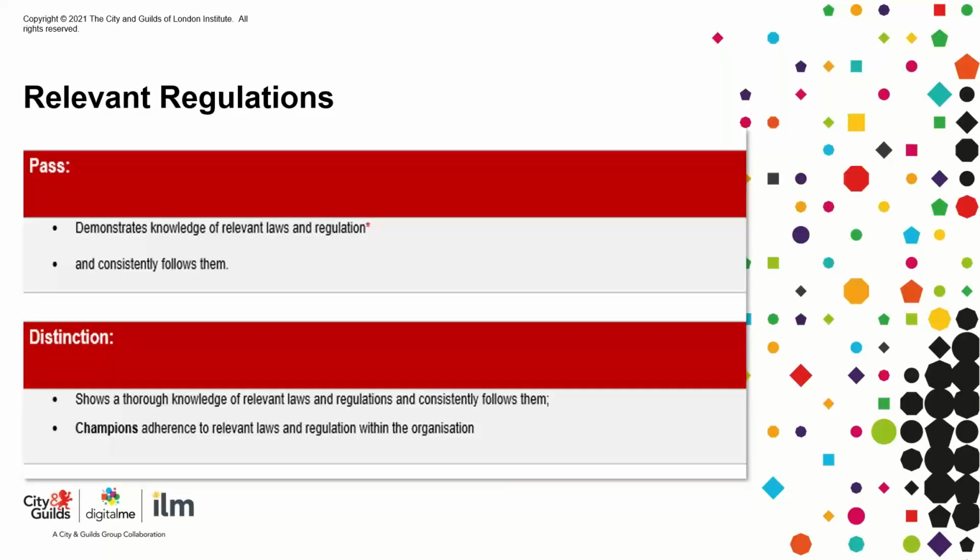Looking at relevant regulations, apprentices need to know at least 2 relevant laws and regulations and to be able to discuss how each is followed by them. To reach distinction, the word championing is referred to, which will perhaps involve encouraging others to follow these laws or regulations. Now, this is one of the key areas where some apprentices fail their EPA.